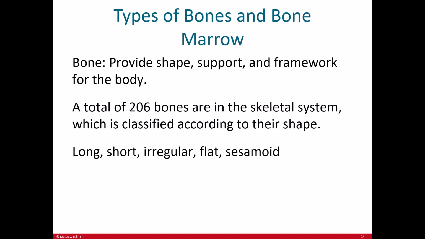Now, sesamoid is kind of like your kneecap. It's held in place by cartilage. A long bone example would be like your femur. A short bone, that could be like the ones in your finger. Irregular, that would be like your vertebra. Flat bone, that would be like your scapula or your pelvis. There's those wide flat areas.